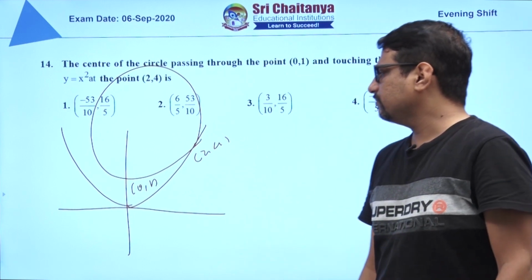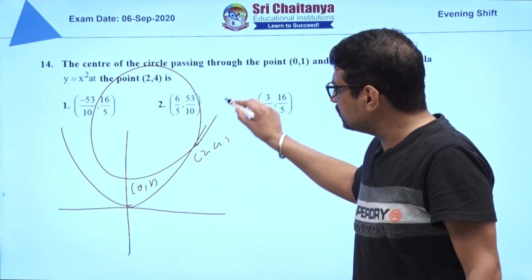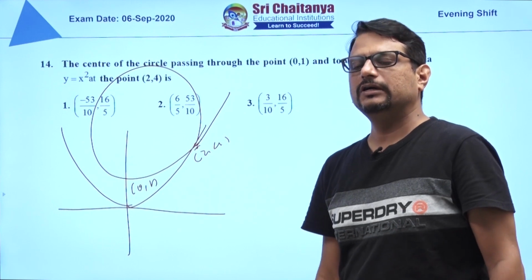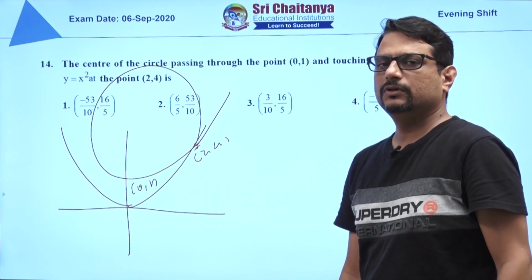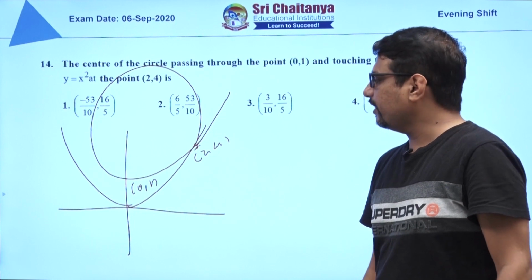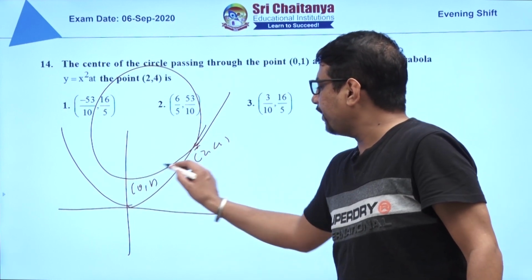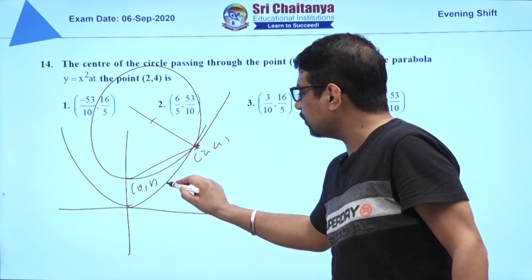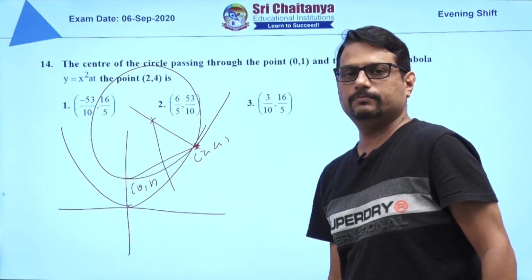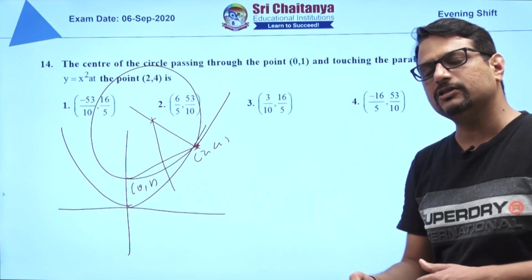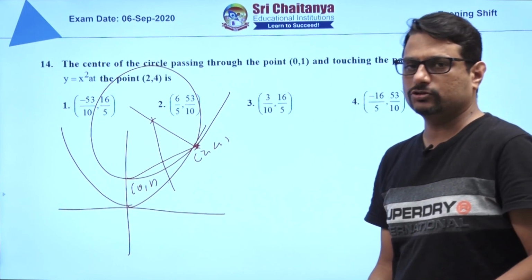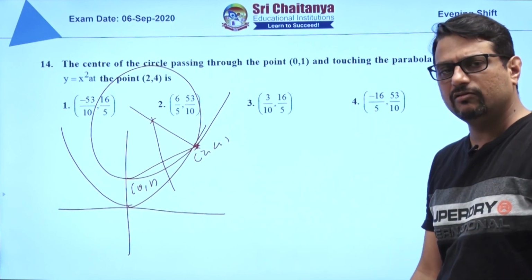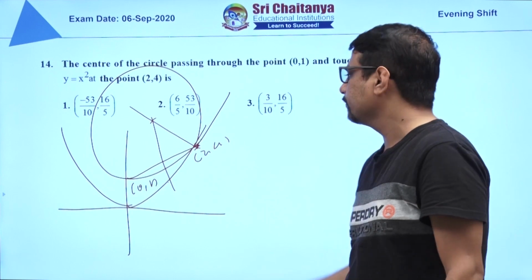Two ways to find its center. One method is to write the equation of tangent to the parabola at this point and then use the family of circles touching a given line at a point. That is one way. Another way is to find the equation of normal to the parabola at this point and the perpendicular bisector of this chord, because this is a chord and the perpendicular bisector also passes through the center, and the normal also passes through the center. So write these two equations and solve. So the second method I will use here. Both methods are nearly equivalent.